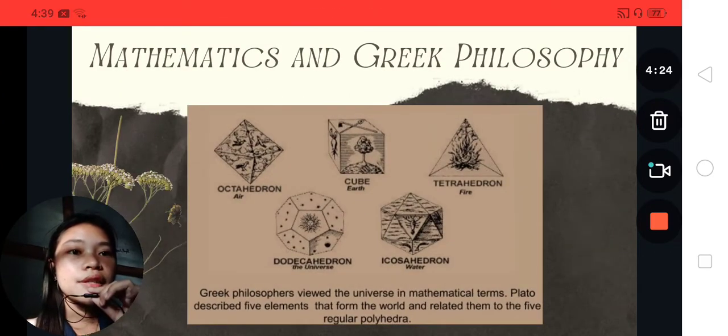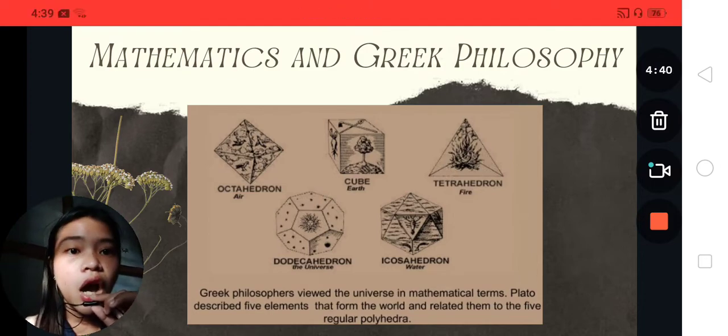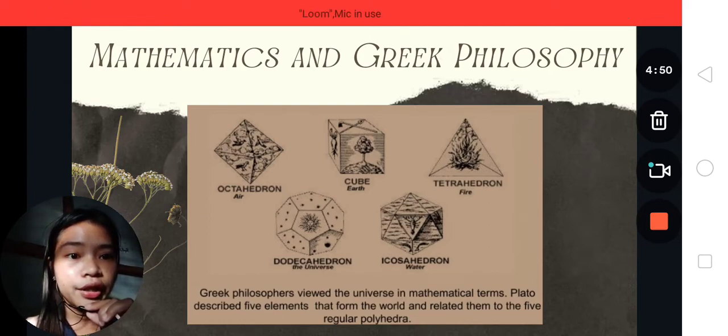So, mathematics and Greek philosophy. Greek philosophers viewed the universe in mathematical terms, and Plato described 5 elements that form the world and related them to the 5 regular polyhedra: the octahedron, cube, tetrahedron, dodecahedron, and icosahedron. These are air, earth, fire, the universe, and water.